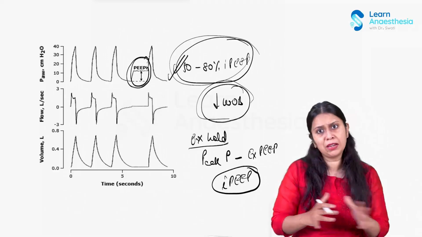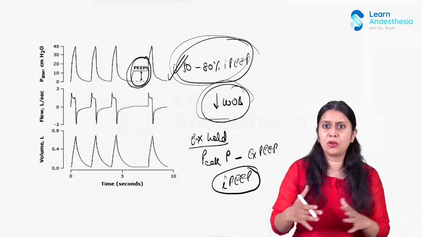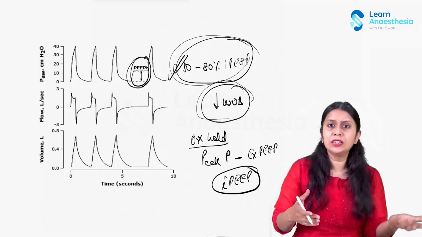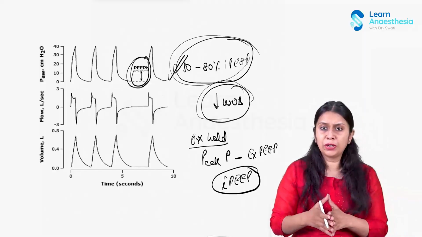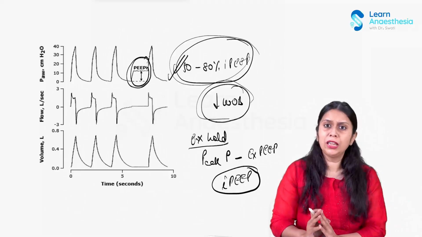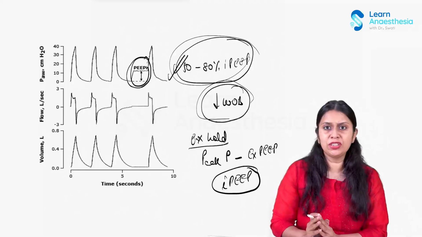These are the management steps, but we have to do the ultimate cure of the problem which is causing the intrinsic PEEP. So if it's bronchospasm, treat bronchospasm. If it's extrinsic compression, treat extrinsic compression. If it's a reversible cause which we talked about, treat the reversible cause. Then you will get a better result. Okay, so this is how we manage intrinsic PEEP, and this is all about PEEP which I wanted to discuss.